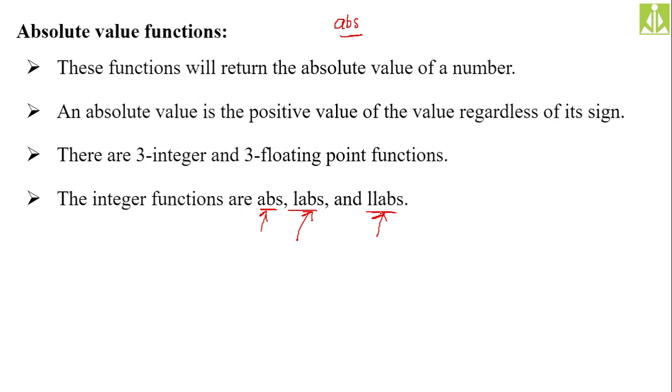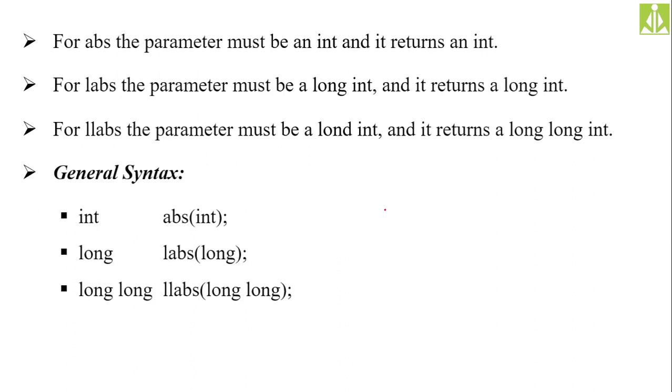Okay, so we see the syntax of these three. ABS will take the parameter as integer and return the parameter as integer. ABS for integers, both input and output. As you can see over here, it is taking the input as an integer value and it is returning the output as an integer value.